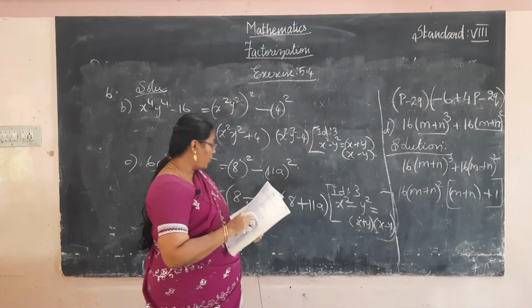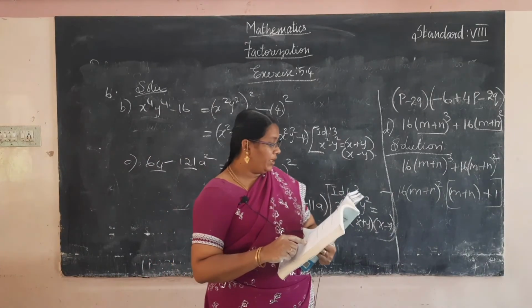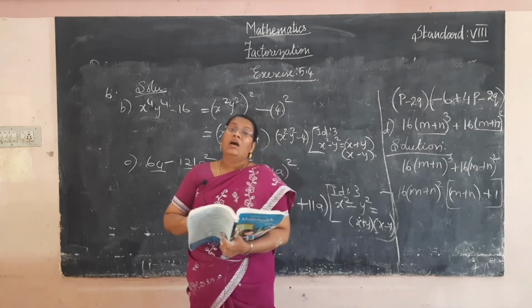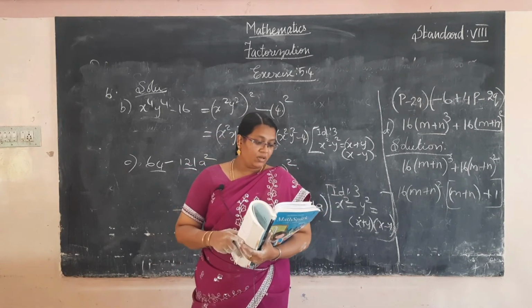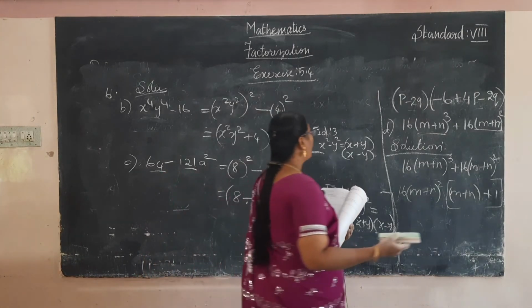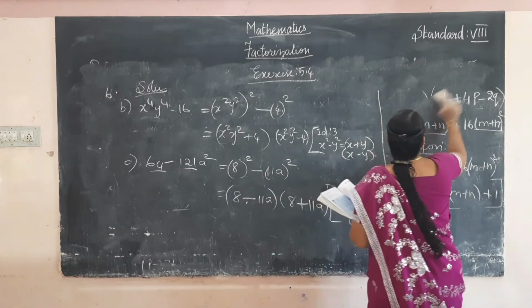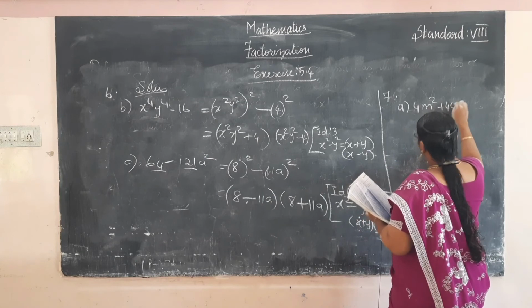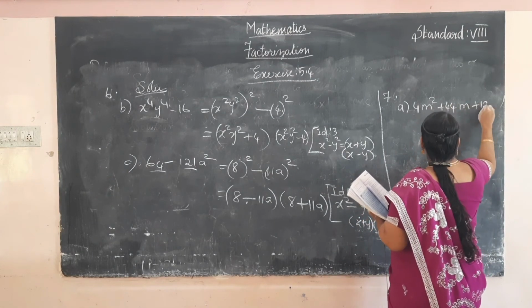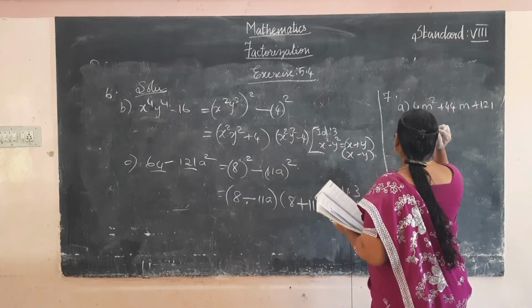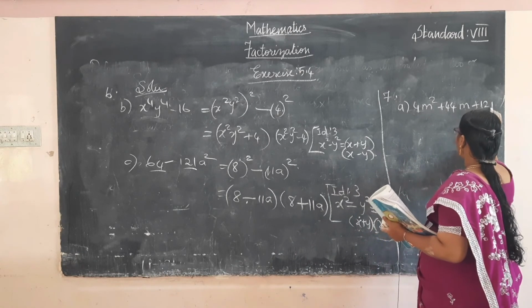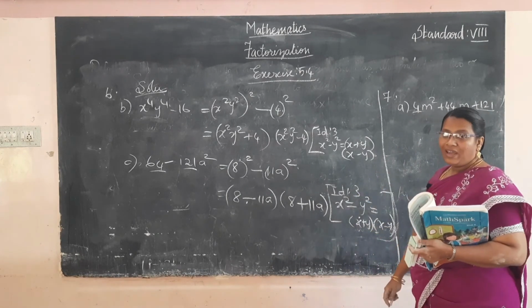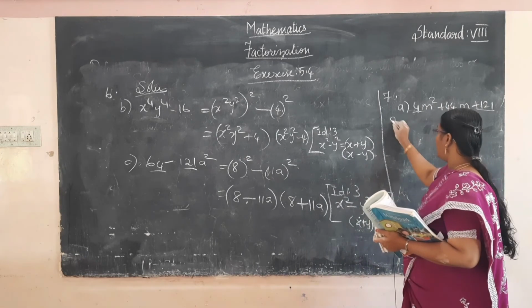Move to the 7th problem. Factorize the following expression. Okay, so here it is given using the identity format. I will do one problem from the 7th. A, 4m squared plus 44m plus 121. Okay, so here these are all square values. Solution.